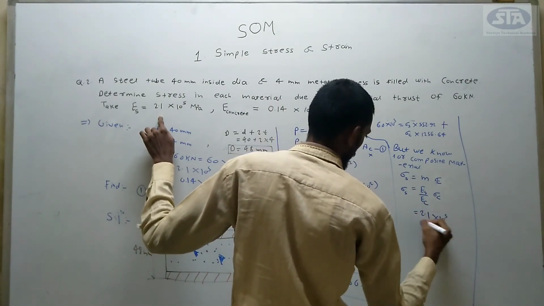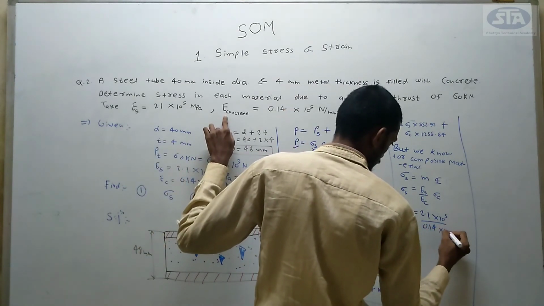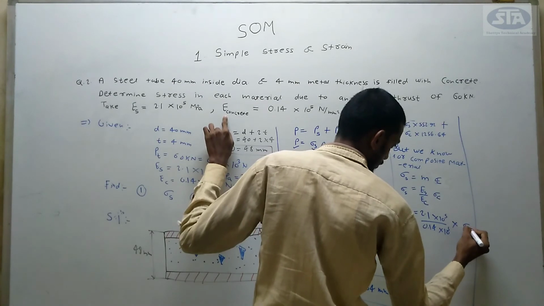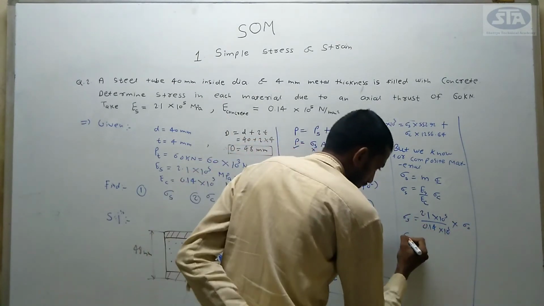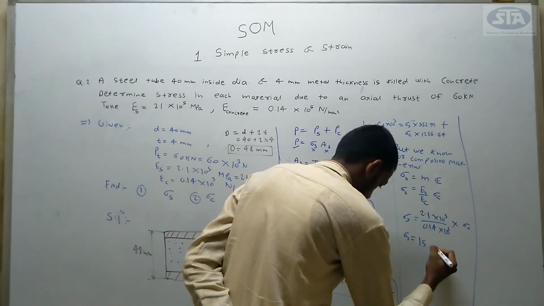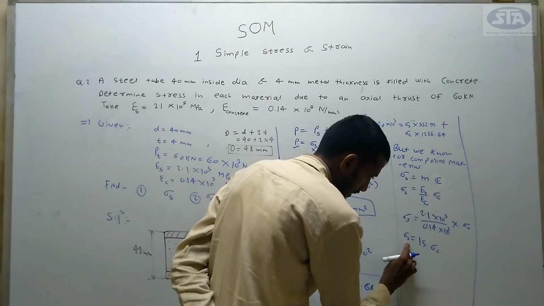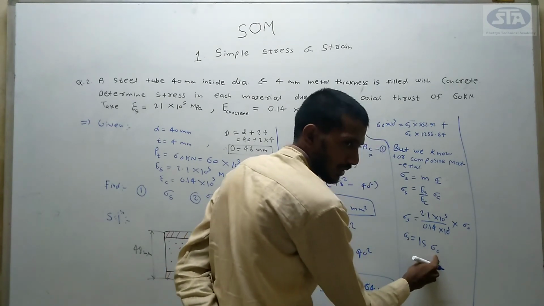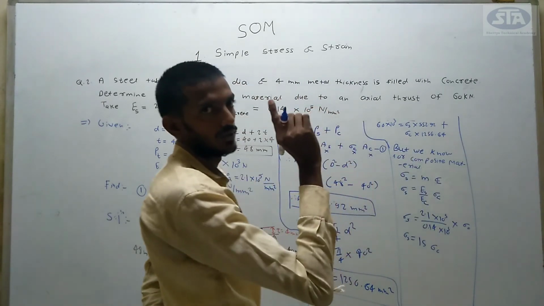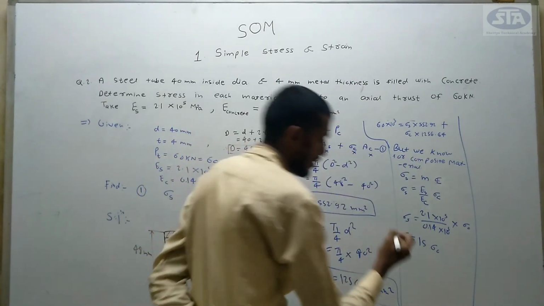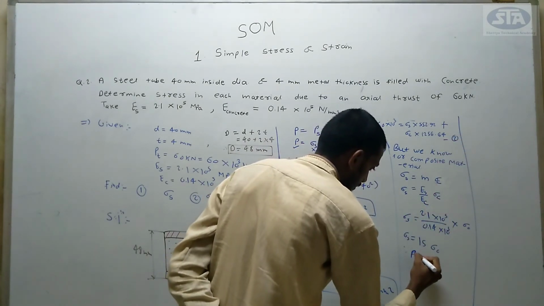Now we know the modulus of elasticity of steel, which is already given, 2.1 into 10 raised to 5, divided by modulus of elasticity of concrete, which is 0.14 into 10 raised to 5, into sigma of concrete, equal to sigma of steel. After calculating you will get 15 times sigma of concrete. So this is the relation between sigma of steel in terms of sigma of concrete. Now put this relation in this equation, and you will get only one unknown, which you can calculate. Let us say this is equation number 2.